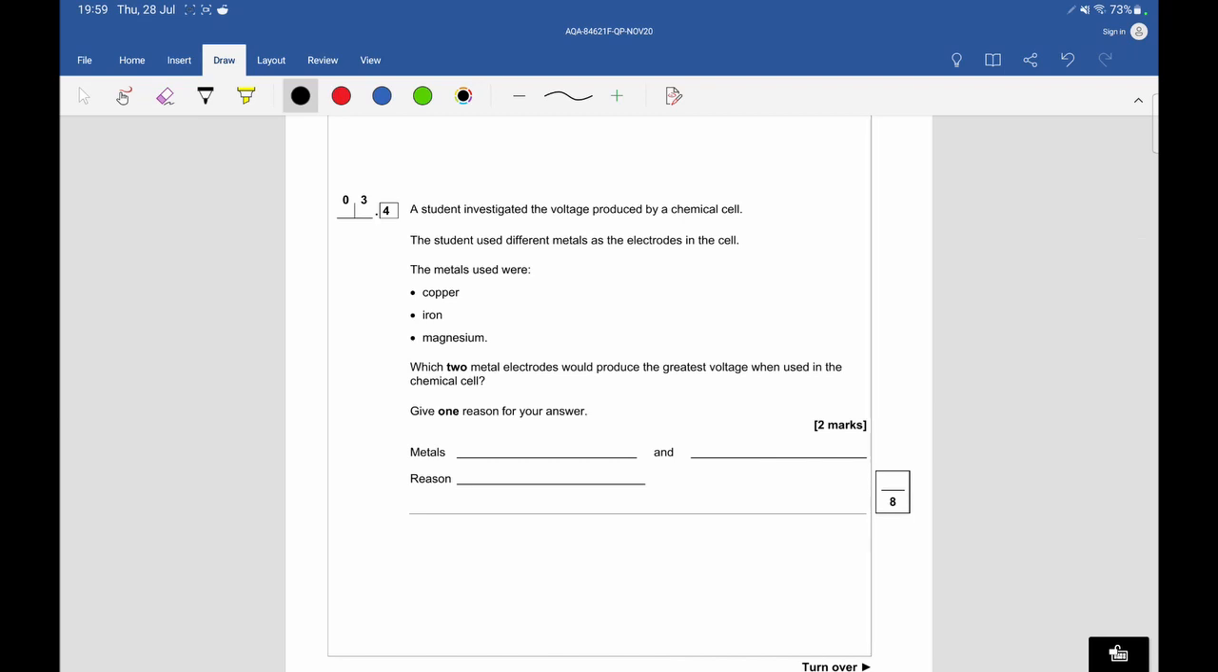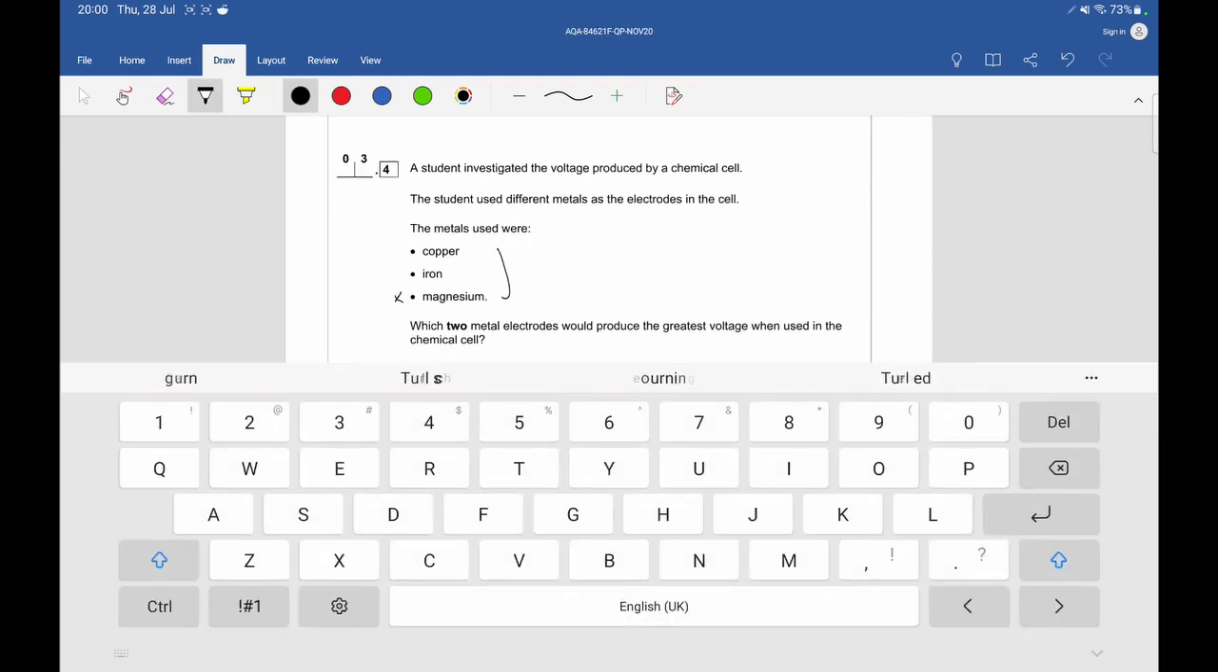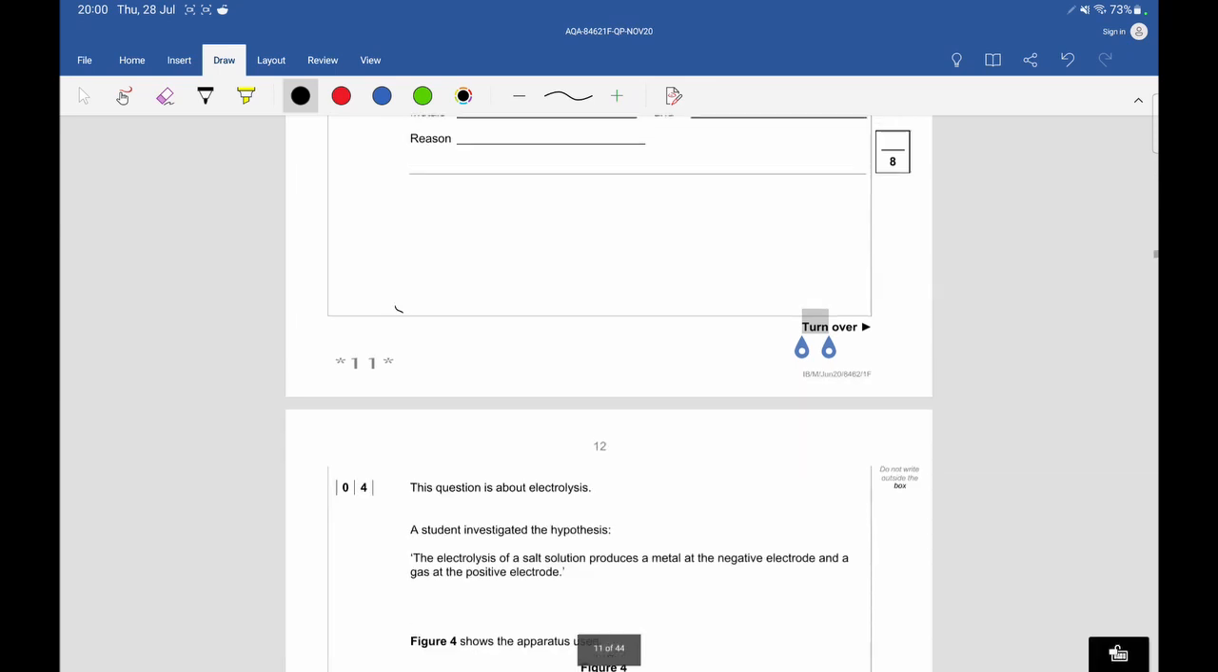The student used different metals as the electrodes in the cell. The metals were copper, iron, and magnesium. Which two metal electrodes would produce the greatest voltage? Well, we know that voltage is also called potential difference, and the potential difference is the difference in energy between two things. So we're actually looking for the two of these which have the biggest difference in reactivity. And we should be aware that group 2 magnesium is the most reactive of these.